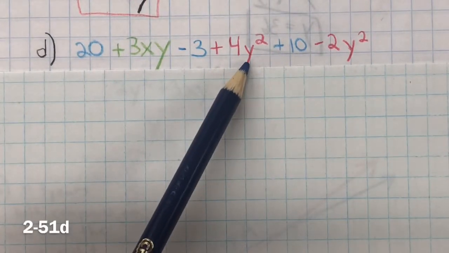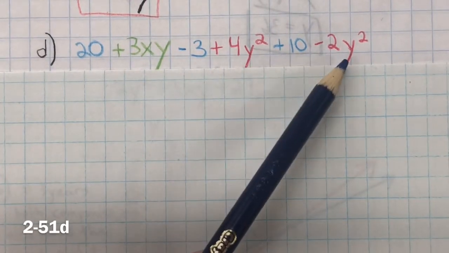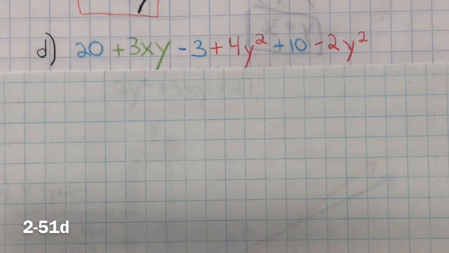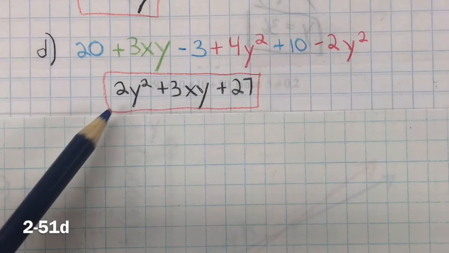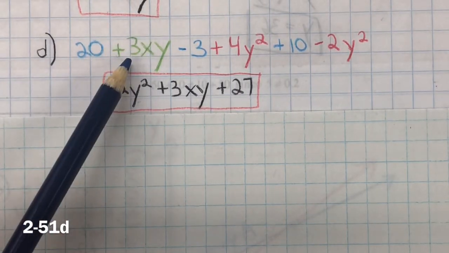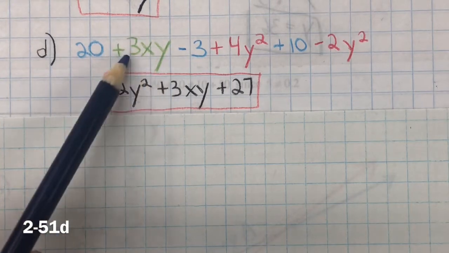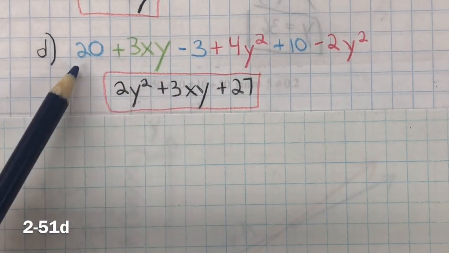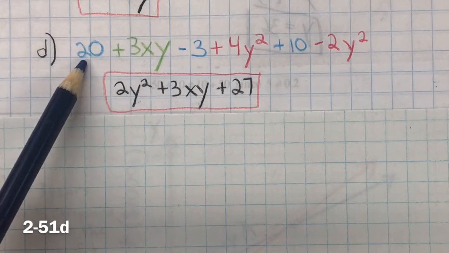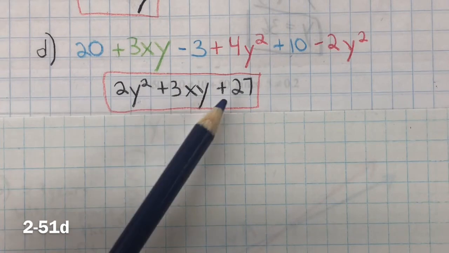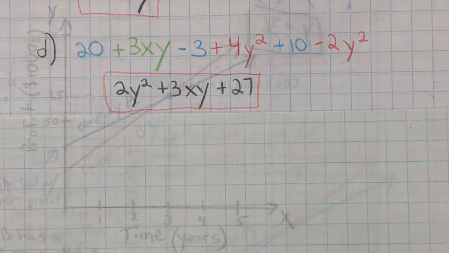For D, we have y squared and y squared, so 4y squared minus 2y squared is 2y squared. And then there's only this one term that has xy, so we have 3xy. And then now we look at the integers. 20 plus 10 is 30, minus 3 is 27.